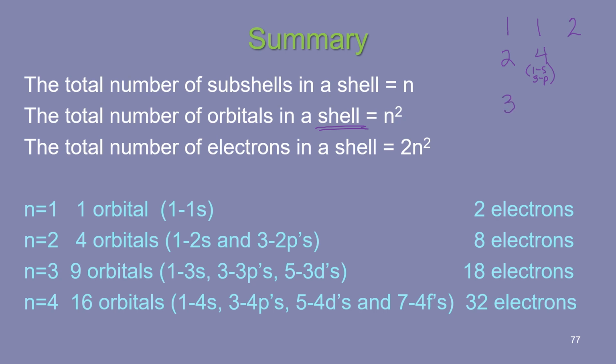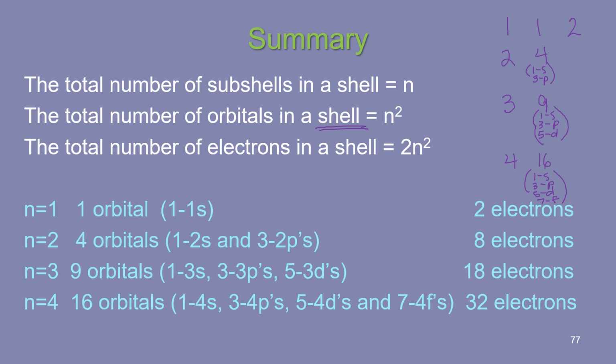If you're in the third shell, you can have 9 orbitals. Remember, there's 1s, there's 3 p's, and there's 5 d's. So that's a total of 9. And if you're in the fourth shell, you will have 16 orbitals: 1s orbital, 3p orbitals, 5d orbitals, and 7 f orbitals. So that equals 16. And it'll just keep getting bigger and bigger. So whatever shell you're in, you square it, and that's how many orbitals you have.